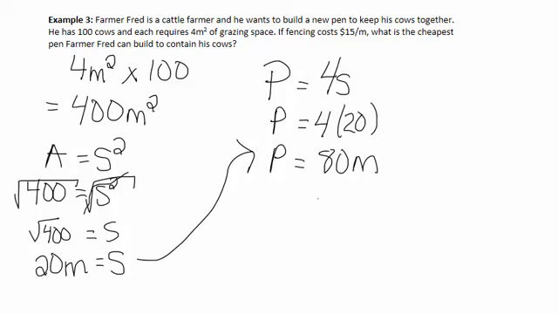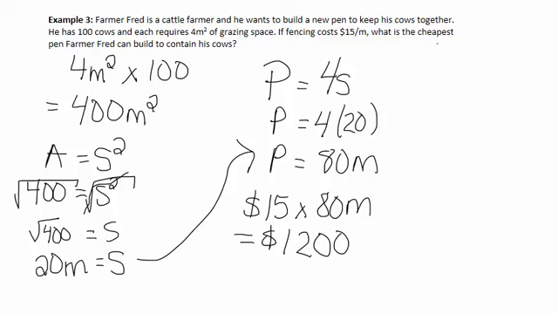And finally, to figure out the cost, we know that the cost of fencing is $15 a meter, so we'll just do 15 times 80 meters, which is equal to $1,200. Therefore, the cheapest pen Farmer Fred can build to contain his cows is a pen that costs $1,200. And we know that it's the cheapest and most efficient because we used our optimal area and perimeter equations, which we solved for above.